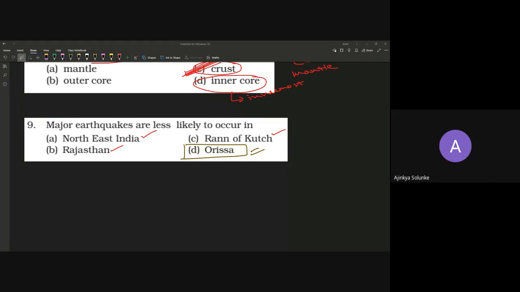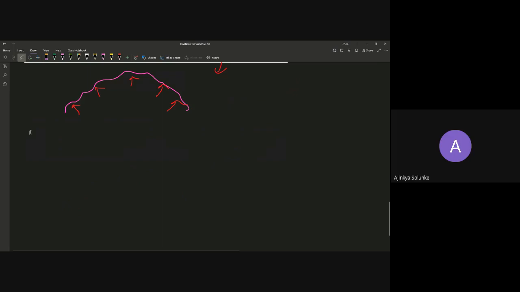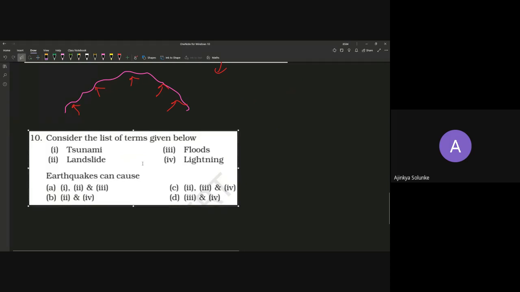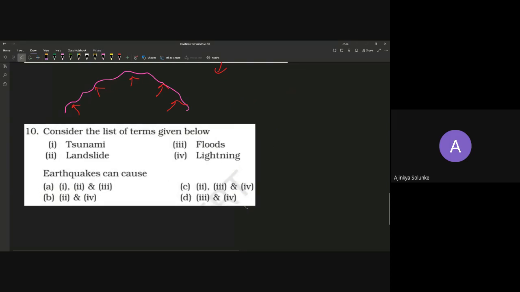No, the problem is that not every mountain is going to have that kind of tectonic activity. Tectonic activity happens only if there is plate movement, and these regions, Northeast India, Rajasthan, Rann of Kutch, are on special plates which are coinciding with another plate. So there is always a constant plate movement in those areas, and because of that, we are having earthquakes. But Orissa doesn't have such a plate, so no earthquakes. Okay, sir. Do remember, student, just having a mountain doesn't mean that it's going to have earthquakes. It needs to have plate movement, and only then it's possible.